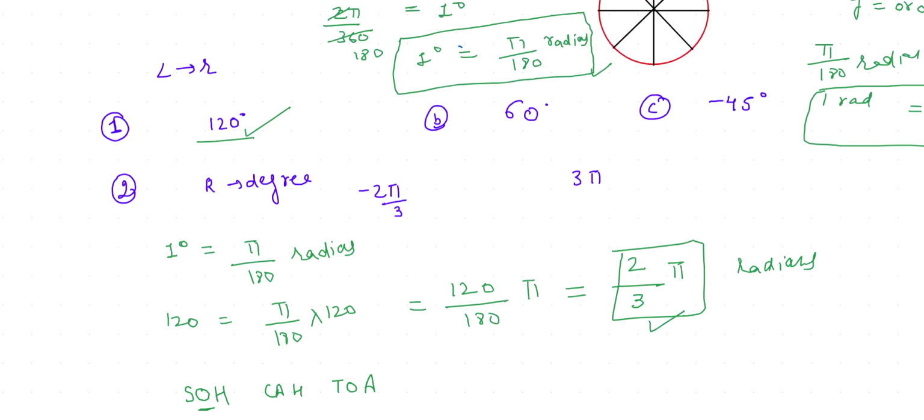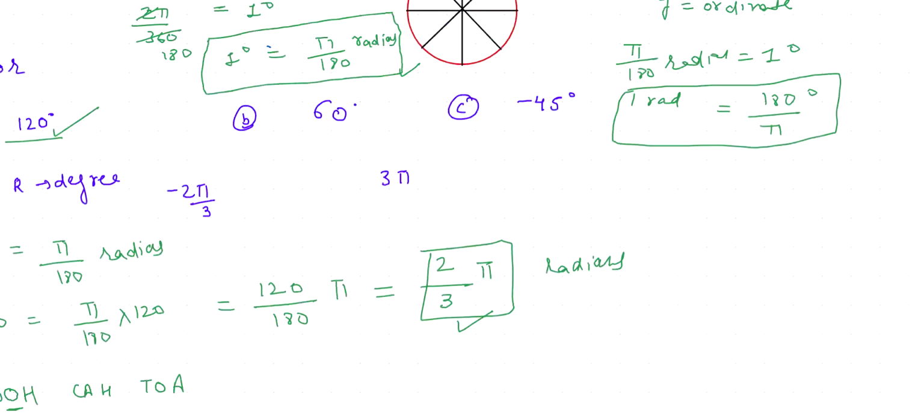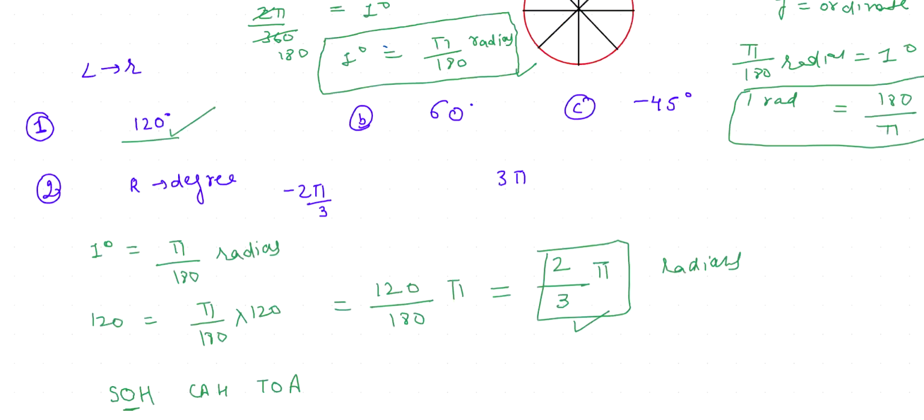And what about 60 degrees? As 1 degree is equal to pi by 180 radians, then for 60 degrees, multiply it with 60. Then you will get the answer pi by 3 radians. 60 degrees equals pi by 3 radians.